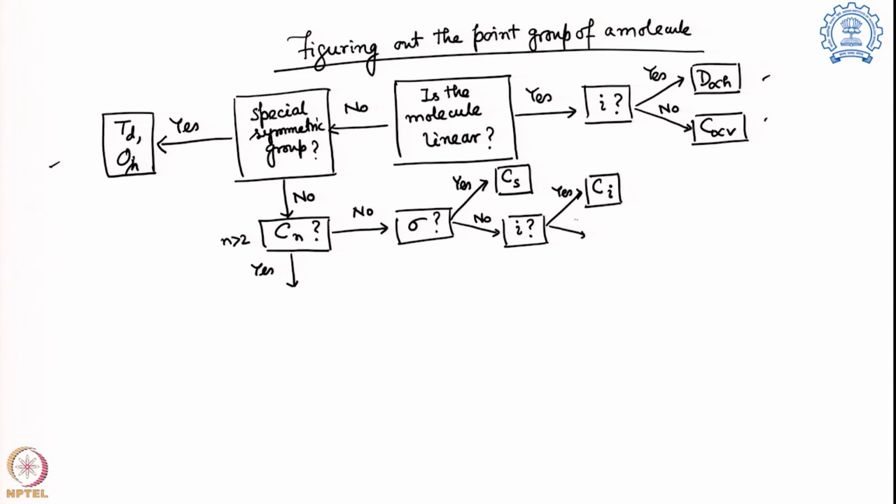If the answer is no, that means this molecule does not have any linearity, does not belong to a highly symmetric group like tetrahedral, octahedral, no Cn, no sigma, no i, it has nothing but the identity operator. So, the molecule belongs to the C1 point group, the absolutely unsymmetrical molecule. So, this is how we differentiate between all the non-rotational groups.